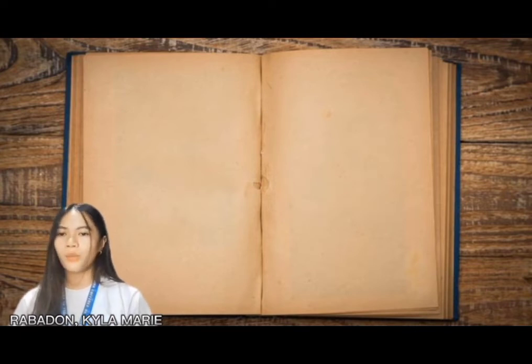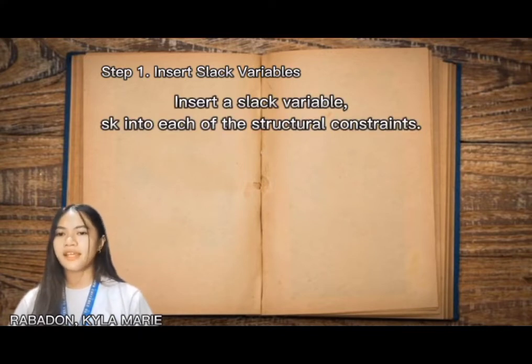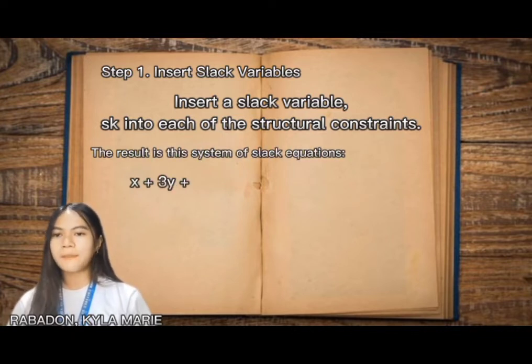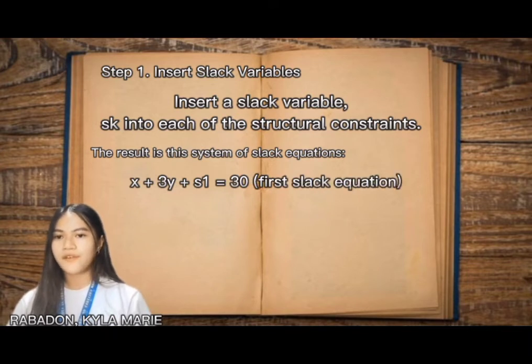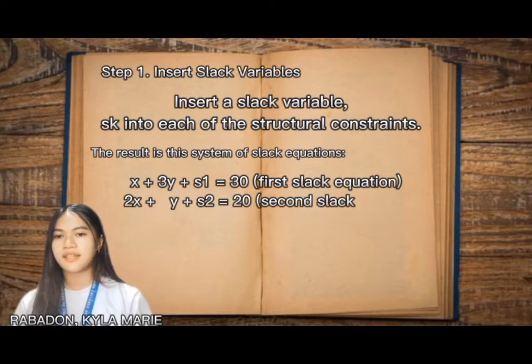So we have here step 1, insert slack variables. Insert a slack variable s_k into each of the structural constraints. The result is a system of slack equations: x plus 3y plus s1 equals 30, first slack equation, and 2x plus y plus s2 equals 20, second slack equation.